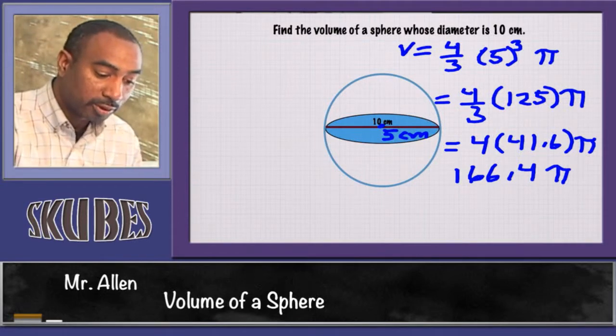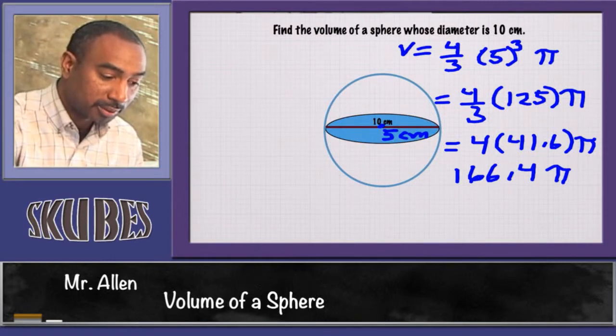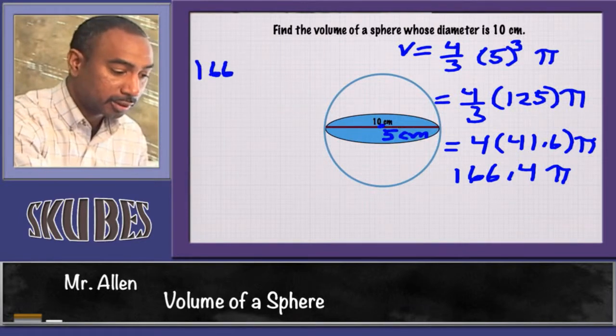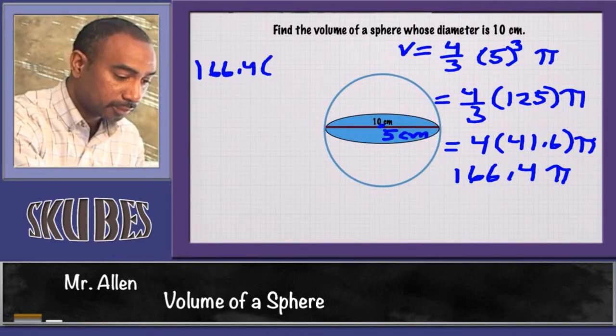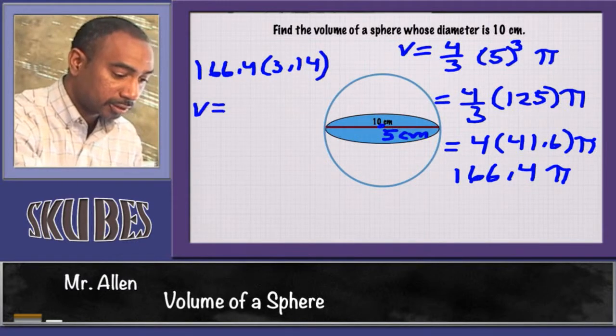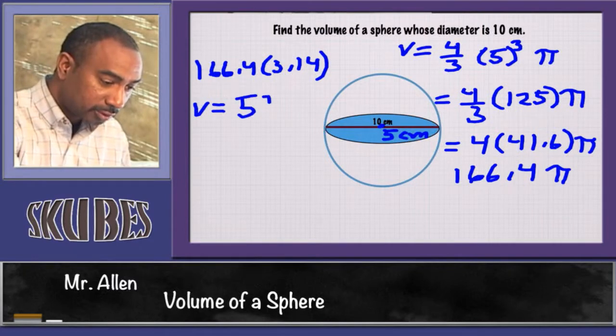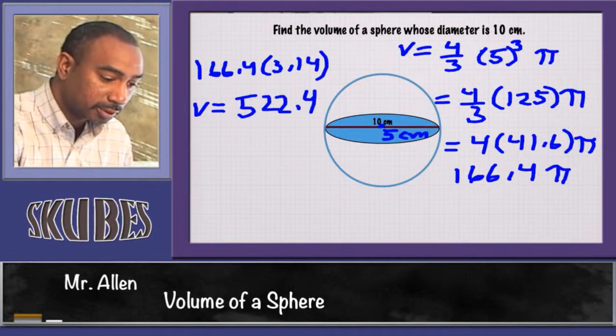So you can use 3.14 for the approximation of pi, if you're asked to do that. In that case, the volume would equal 522.4 cubic centimeters.